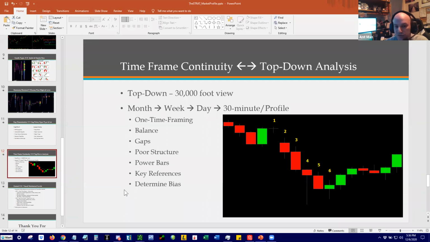And the reason why we do the top down is to determine bias. You want to determine which side of the market is in control and trade with that side of the market. And in the profile, you're looking for things such as one-time framing, which I've included an example of in this image. I numbered the candles just to make the explanation easier. Candles 1, 2, 3, and 4 are one-time framing down, which means that the lows were taken out of each one, and the high of this candle could not take out the high of this candle. The high of this candle couldn't take out the high of number 2, and so on. So it's kind of stair-stepping downward.